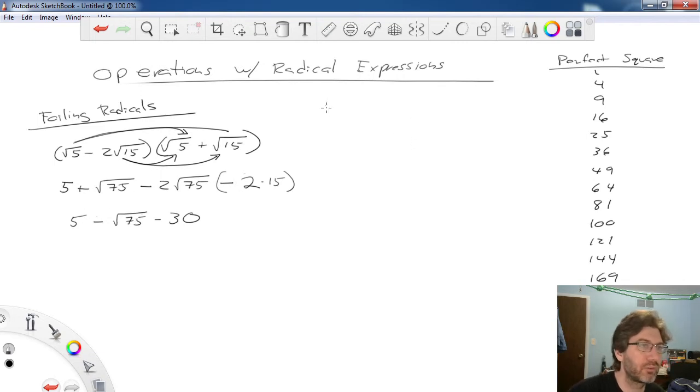We're going to reduce that first. I don't think it's going to matter. I mean, it doesn't matter. You can't combine those. Let's reduce this first, though. This is going to equal 3 square, let's do the square root of 25 times the square root of 3. So that is 5 square roots of 3. So this is going to become 5 minus 5 square roots of 3 minus 30.